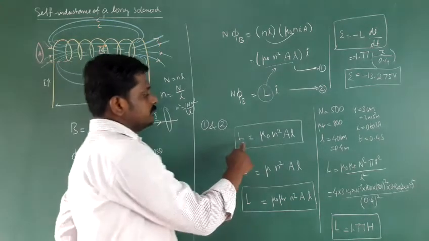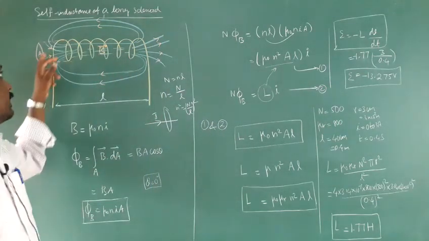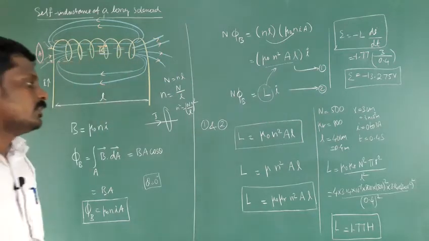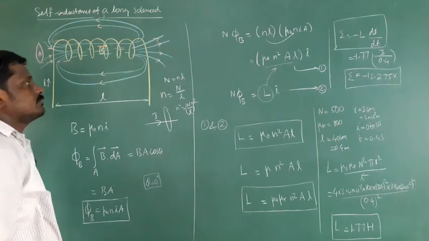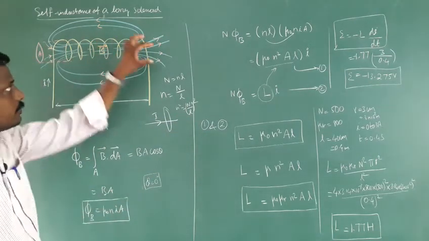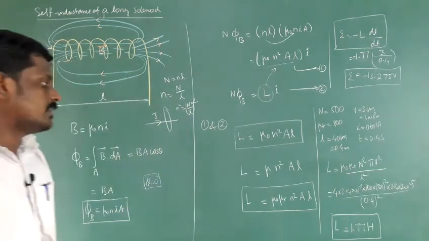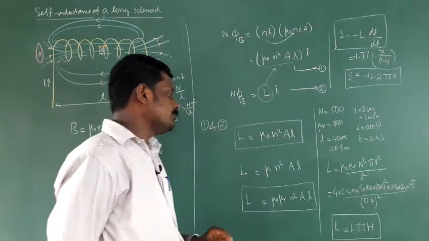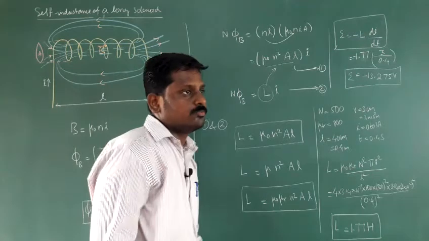The self-inductance mainly depends upon the geometry of the solenoid: the area of cross section, the length of the solenoid, as well as the number of turns per unit length. If air or vacuum is present inside the solenoid, the formula is correct. But if a soft iron core, that is some medium, is present, then mu is mu 0 mu r, where mu r is the relative permeability of that medium. Regarding this we are going to see one problem.